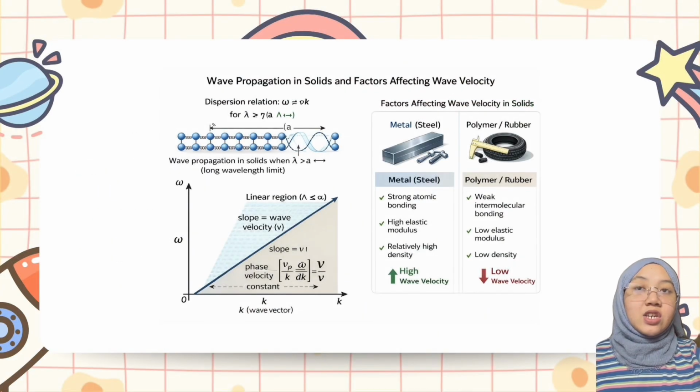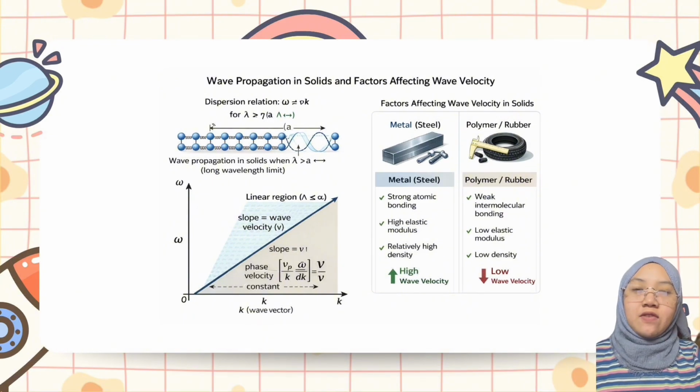As you can see here, this image explains how waves travel through the solid and what affects their speed. First, look at the atomic chain at the top left. In a solid, atoms are arranged in a regular lattice with a spacing called a. When the wavelength of a wave is much larger than this atomic spacing, the solid behaves like a continuous medium. In this long wavelength limit, the wave travels smoothly through the material.